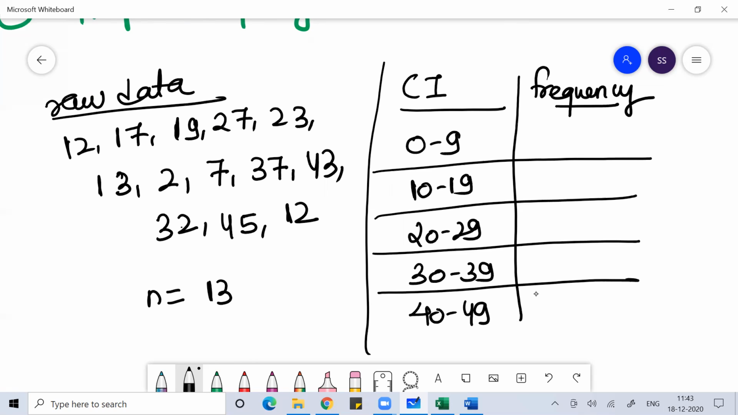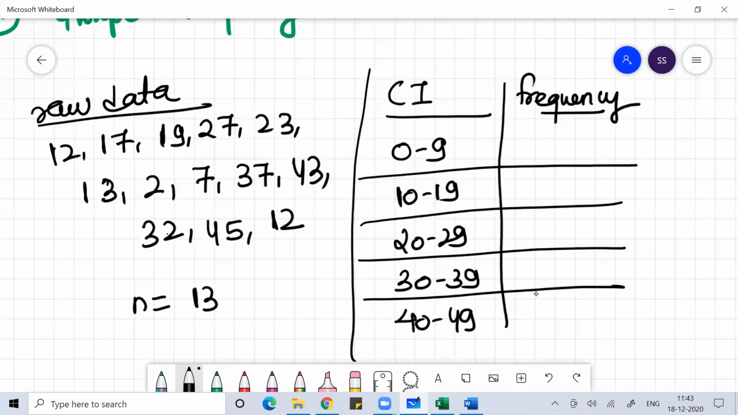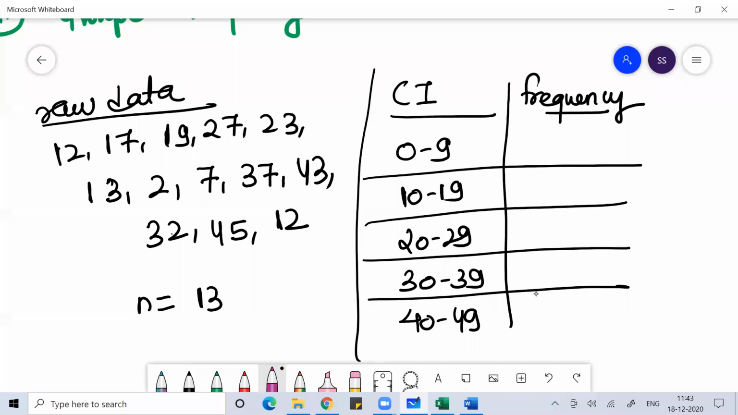These groups are called class intervals. Here 0 is called the lower class limit, and 9 is called the upper class limit. What is frequency? Frequency basically means how many times the data repeats.